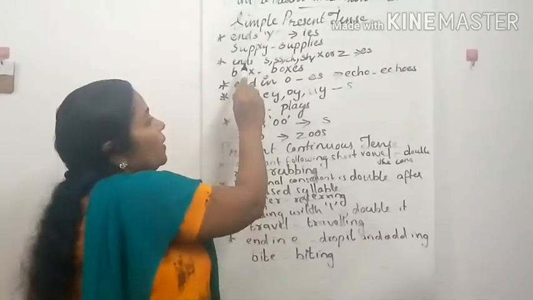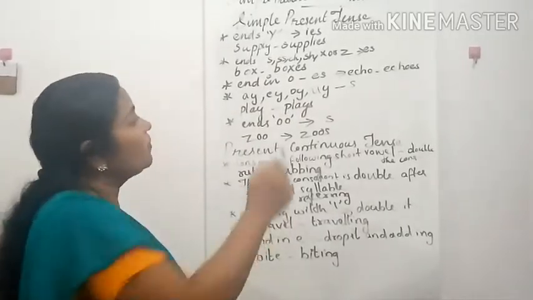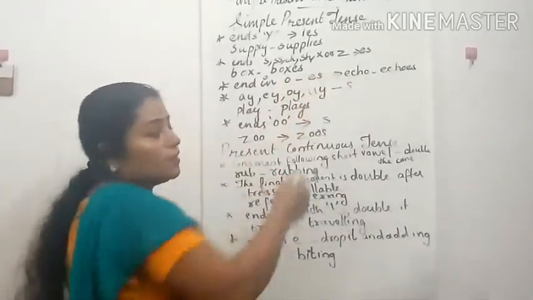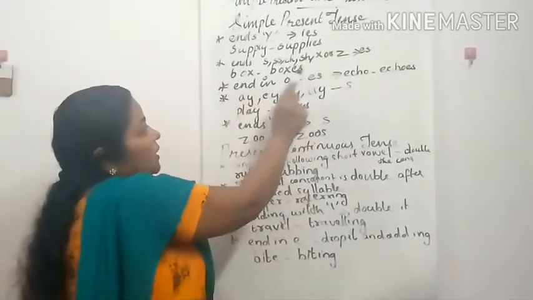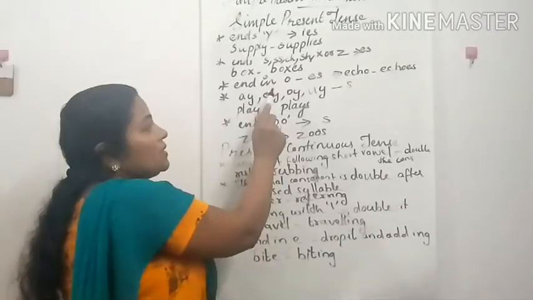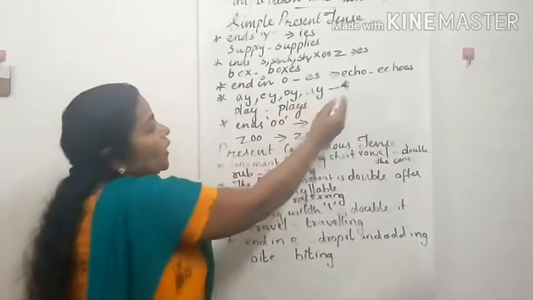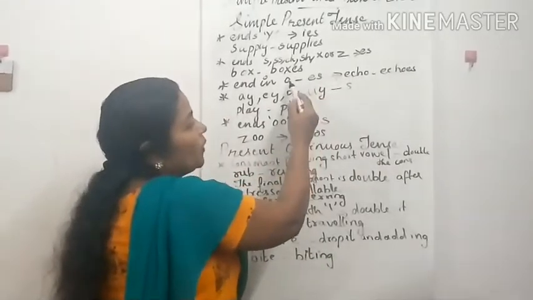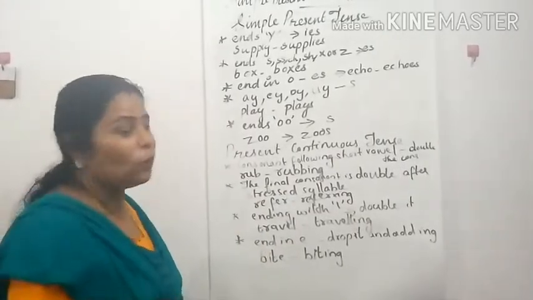Then we have words that end with s, double s, ch, sh, x or z. Okay, you have to add es to it. See, box, it is with x, then you are adding es to it. Then we have words ending in o, like in the case of echo. Then you have to keep the o over there, then add es to it, then it will become echoes.